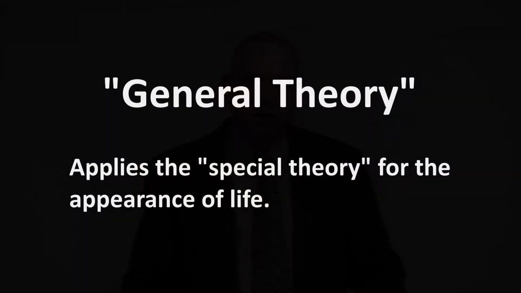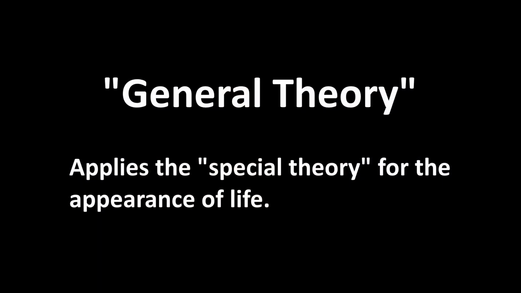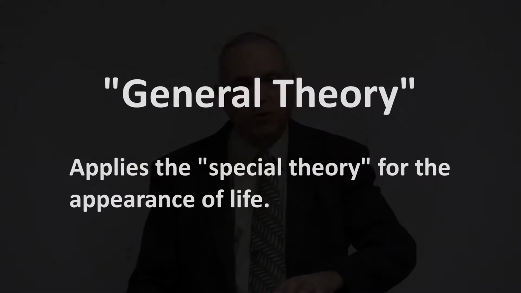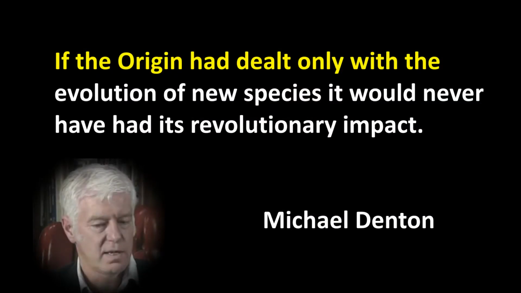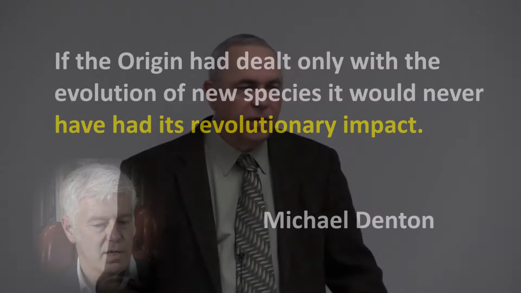And that would be what you might call his general theory. So the special theory is species change through the process of natural selection, but you broadly apply that and life begins. And that becomes his general theory. So the general theory was a lot more controversial, obviously. In fact, Denton says if the Origin had dealt only with the evolution of new species, it would never have had its revolutionary impact. And I think that's true.